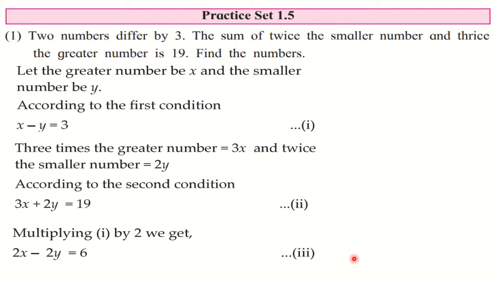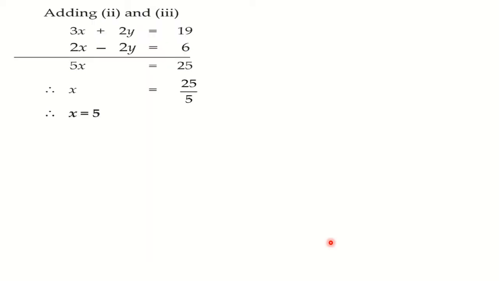Okay. So the next step is what? Adding equations 2 and 3. Now we are not considering equation 1. Please note that. So when you add equations 2 and 3, just write them one below another. You will find that this is cancelled. And 2x plus 3x is 5x. And 19 plus 6 is 25. So 5x is equal to 25 and therefore x is equal to 25 divided by 5, that is 5.